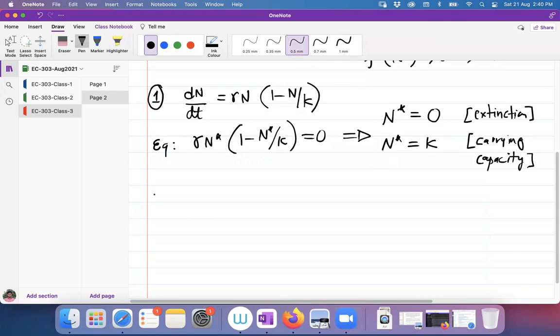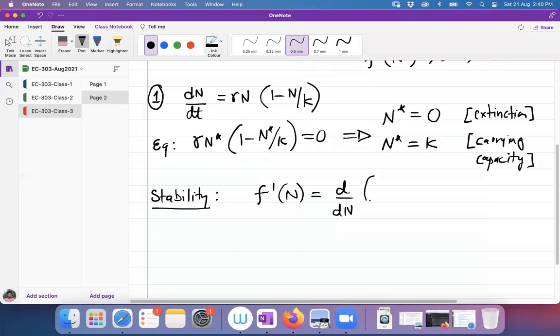what happens to perturbations? To do that, we look at what is called stability, because the perturbations are always happening in real systems. Okay, let's consider the n star is equal to 0 equilibrium. For that, we need to find f prime of n. F prime of n is d by dn of Rn times 1 minus n by k. Okay, if you do the derivative, what you will find is it's basically R minus 2Rn by k.